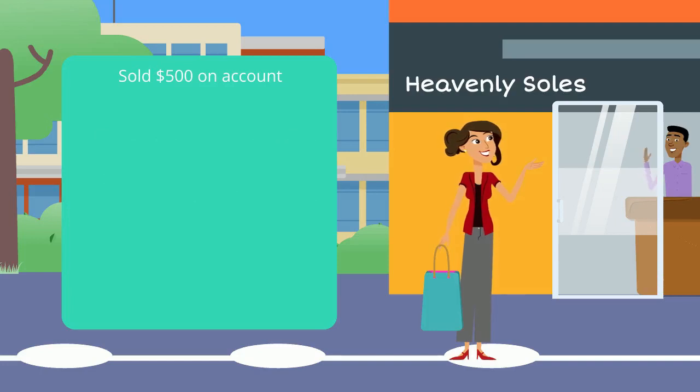The journal entry for the sale would be a debit to accounts receivable for $500 and a credit to sales for $500.